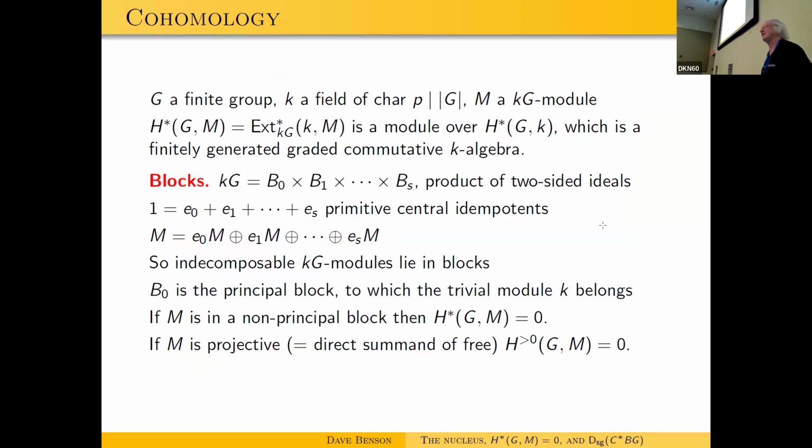G is a finite group as usual. Actually, I'll talk about some other contexts as well, but let's start off with finite groups. And k is a field of characteristic dividing the order of the group. And M is a kG module. For the moment it doesn't have to be finitely generated, but it will be eventually. Finitely generated graded, so that should be fine. You're saying that would be a finitely generated graded commutative algebra. Oh, I haven't got to that bit yet.